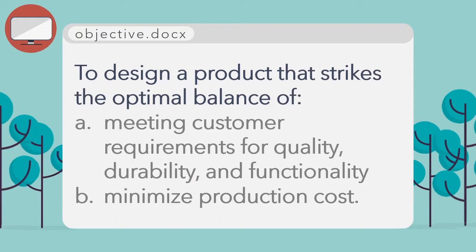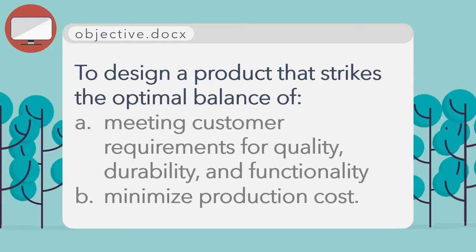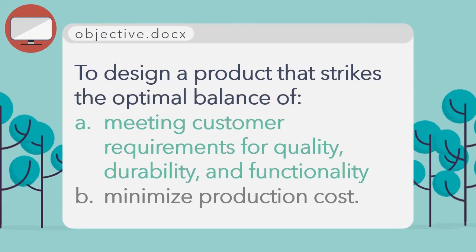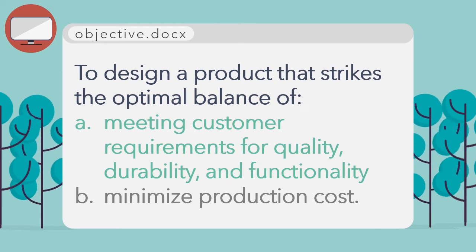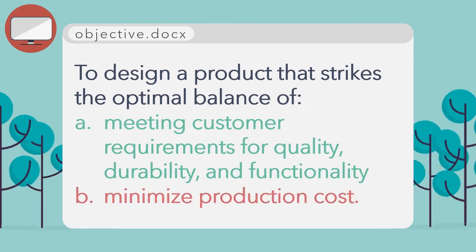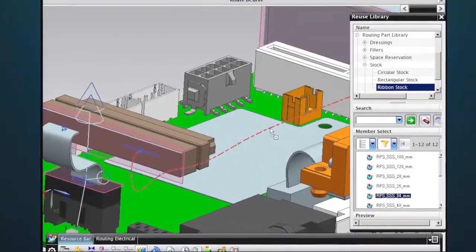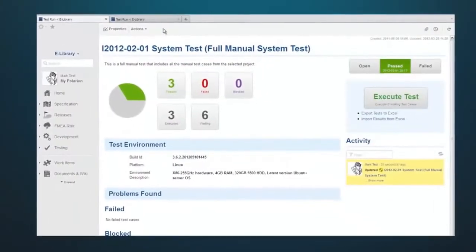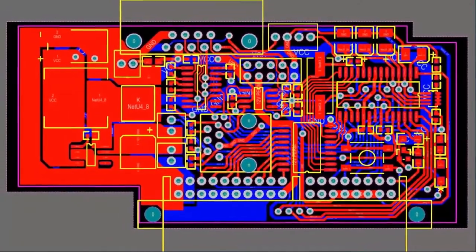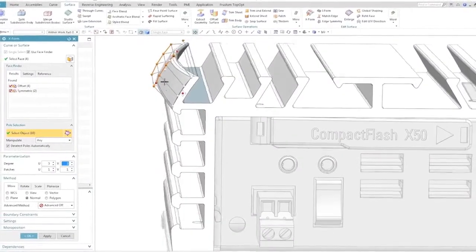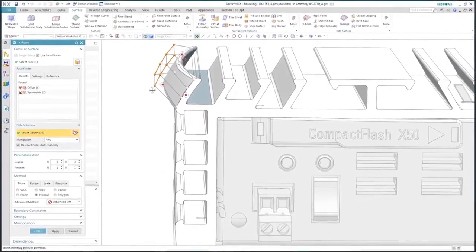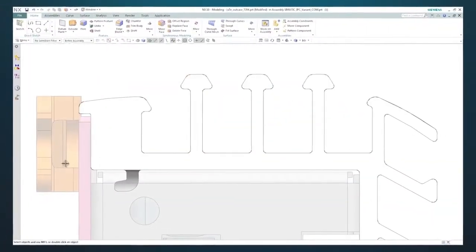The objective is to design a product that strikes the optimal balance of meeting customers' requirements for quality, durability, and functionality, and minimize production cost. Product lifecycle management software improves the design process by making it more efficient and effective. It allows the designing and testing in 3D models, simulates the production of products, and management of data concerned with product engineering specs, and those that facilitate redesign and post-sale maintenance.